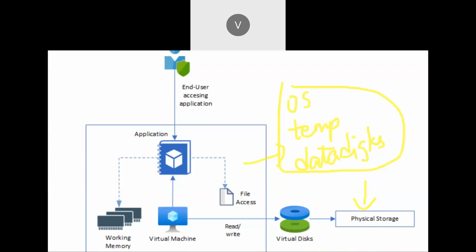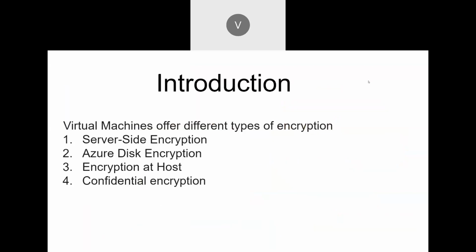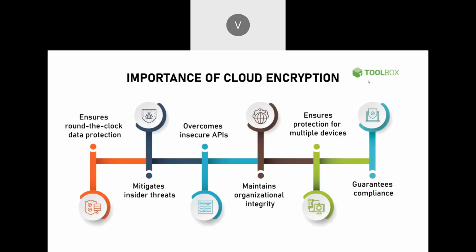Now, what is the need for encryption here? That's where we look at why it is so important. There are four types of encryption we can see for a virtual machine: server-side encryption, Azure disk encryption, encryption at host, and confidential encryption. We will look at each of these in detail in this video, but before that, let's understand the need for encryption.